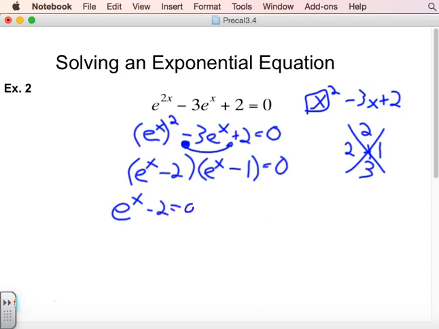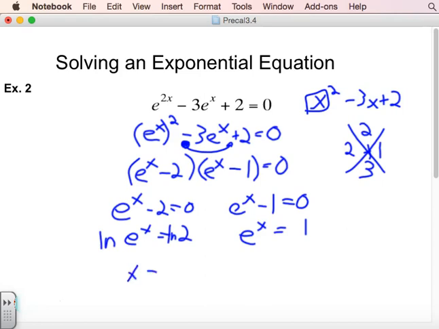All right, now I can solve by setting each of those equal to 0. I got e to the x minus 2 equals 0, and e to the x minus 1 equals 0. I'm going to add 2 to get the base by itself. Same thing over here. Now to get rid of e, we do log base e. A log base e is a natural log. And that leaves x. Over here, same thing, natural log of e to the x will cancel and just leave x. So I figure out what's the natural log of 2 and the natural log of 1. Those are going to be my two answers.